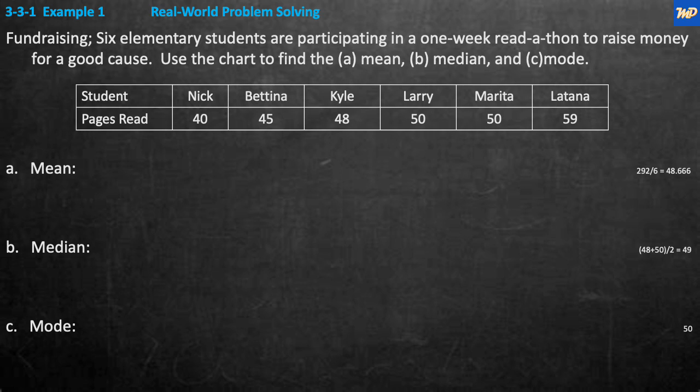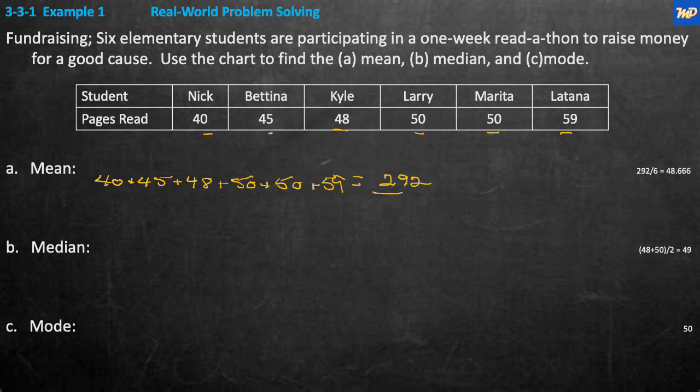The mean is the sum of the numbers, in this case 40, 45, 48, 50, 50, and 59. You add them all up. Let's try it. 40 plus 45 plus 48 plus 50 plus 50 and plus 59. And that equals, I've done it on the calculator ahead of time, 292.